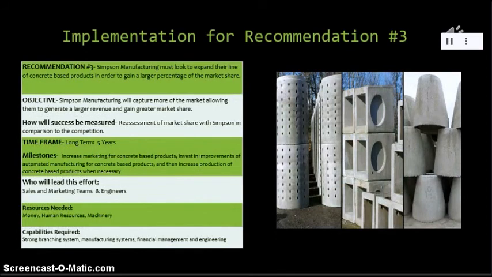Our third recommendation to Simpson Manufacturing is to expand the firm's line of concrete-based products. To do this, the firm needs to increase marketing of the concrete products, invest in improvement of automated manufacturing, and then increase production when necessary. This is a long-term plan and should be spread out over 5 years. The image on the left shows further details of the plan.